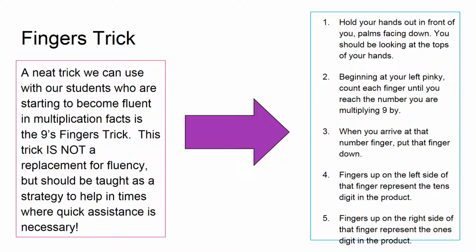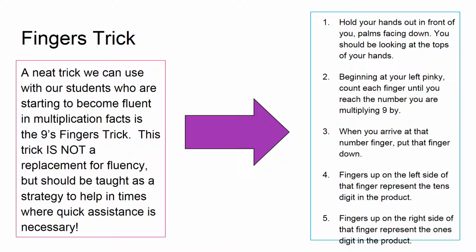So the first thing you have to do is hold your hands out in front of you, palms down. You should be looking at the top of your hand. So you begin at your left pinky, and you're going to count the number of fingers that you are multiplying 9 by. The left pinky is going to count as the first finger. When you count through your fingers, going from left to right, and you get to that number that you're multiplying 9 by, for example, 9 times 5, I would count up to my 5th finger. I would put that finger down. So if it's 9 times 5, my 5th finger would go down, my thumb would go down.